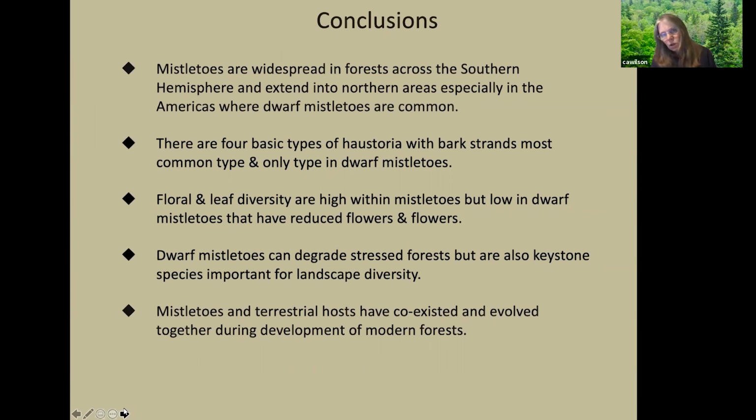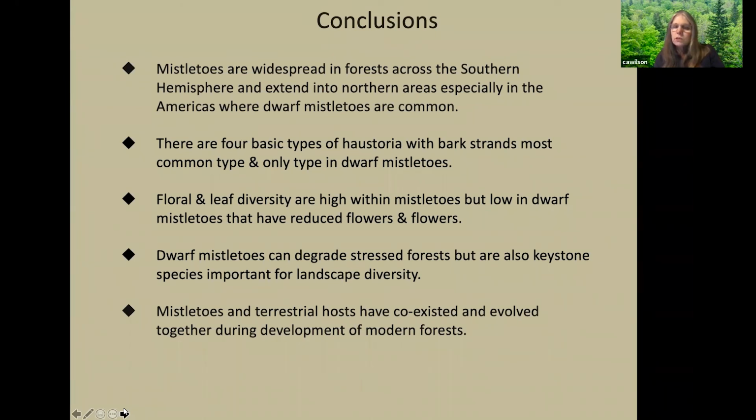Mistletoes are widespread in forests across the southern hemisphere, but they do extend into northern areas. And especially we see that in the Americas, where dwarf mistletoes are common. There are 4 basic types of haustoria, with bark strands most common and the only type that we see in dwarf mistletoes. The floral and leaf diversity are very high in mistletoes in general, but if you look at dwarf mistletoes, they have reduced flowers and reduced leaves. Whoops, it says flowers and flowers, but they have reduced flowers and reduced leaves.